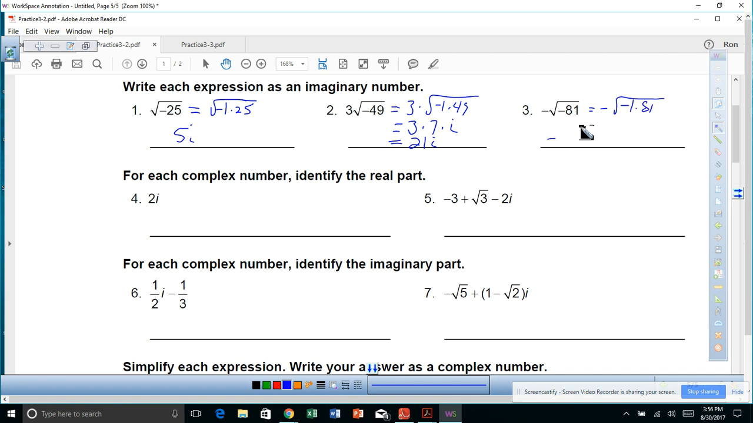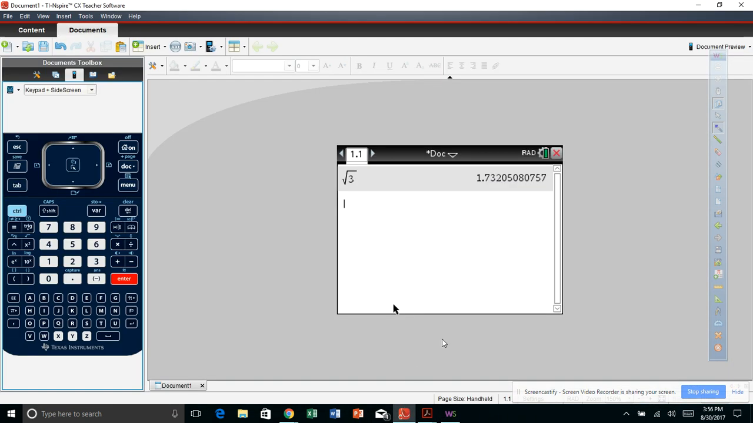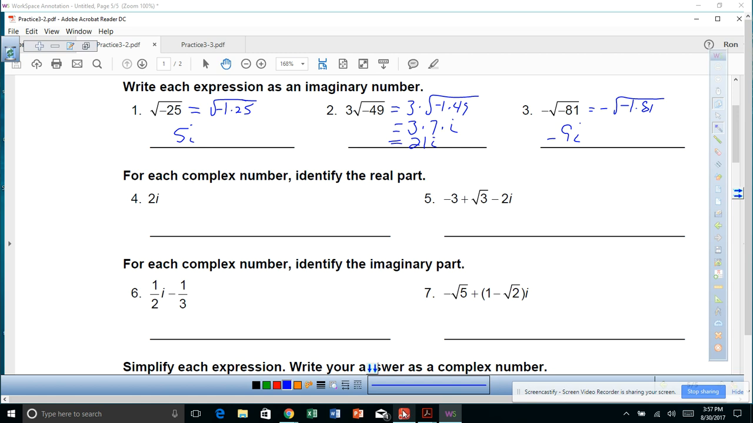So we got negative, and then the square root of 81 is 9, and the square root of negative 1 is i. Okay. Now we can do these in the calculator. Let's go to our calculator, and let's just type negative square root of negative 81. What happens? We get negative 9i. Is that not what we got?